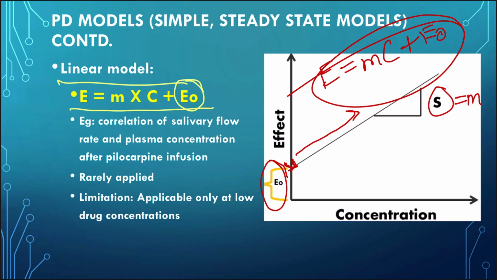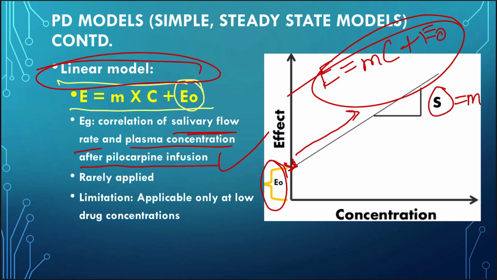One example of a drug following the linear model of pharmacodynamics is the salivary flow rate after the plasma concentration of pilocarpine infusion, because pilocarpine is a cholinergic drug causing salivary secretion. So this effect can be studied by this linear model. One limitation of the linear model is that it is usually applicable only at low concentrations of the drug; at higher concentrations we cannot apply the linear model of pharmacodynamics.